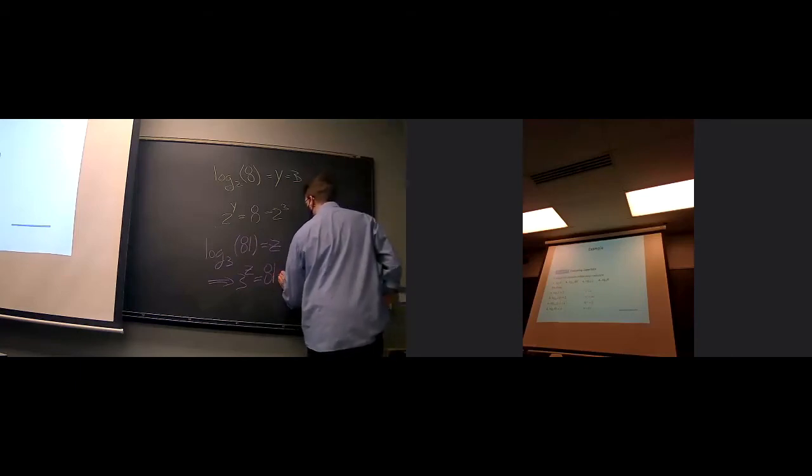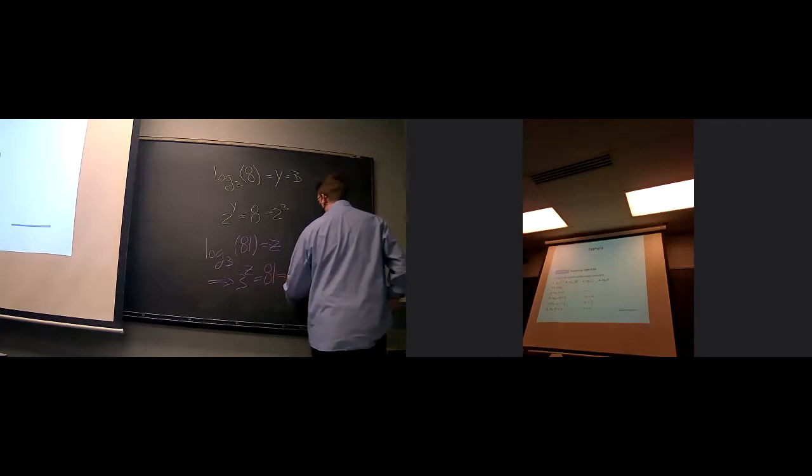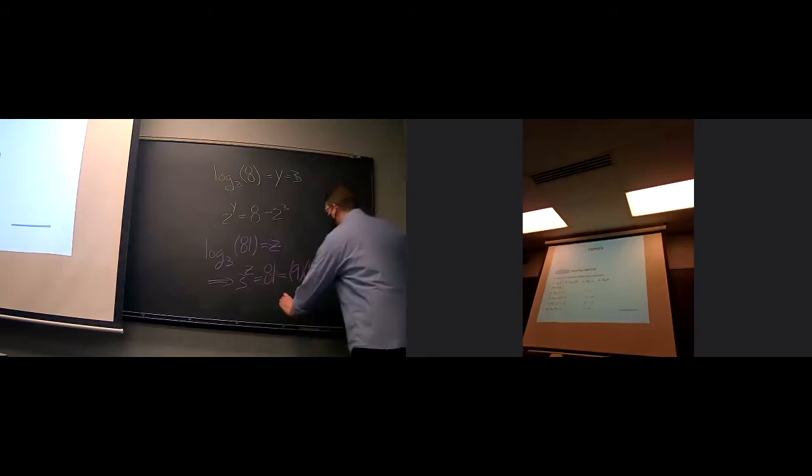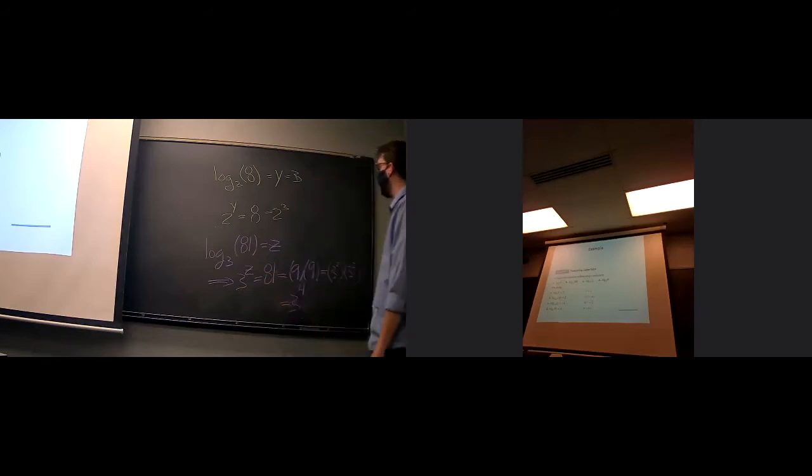Well, looking at it, I have no clue right off the top of my head. But I know 9 times 9 is equal to 81, and 9 is equal to 3 squared, so 3 squared times 3 squared, right? This must be 3 to the 4th. So z has to be 4.